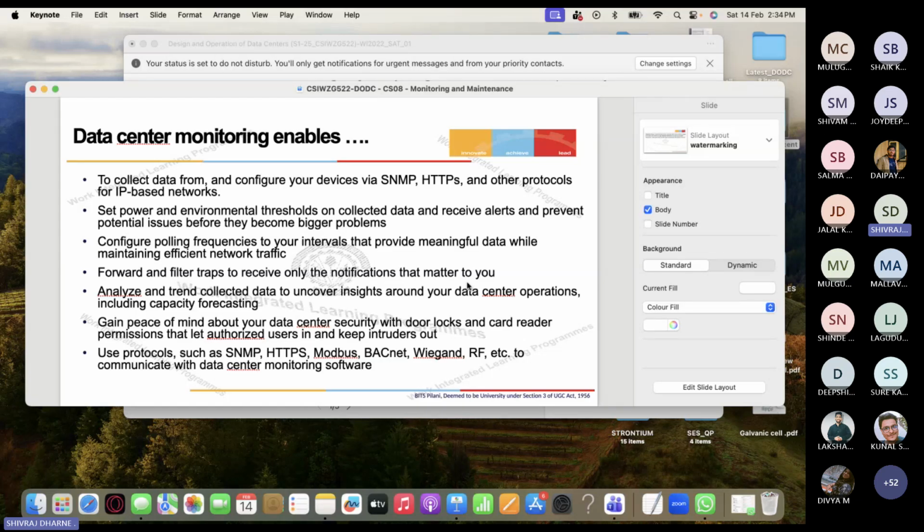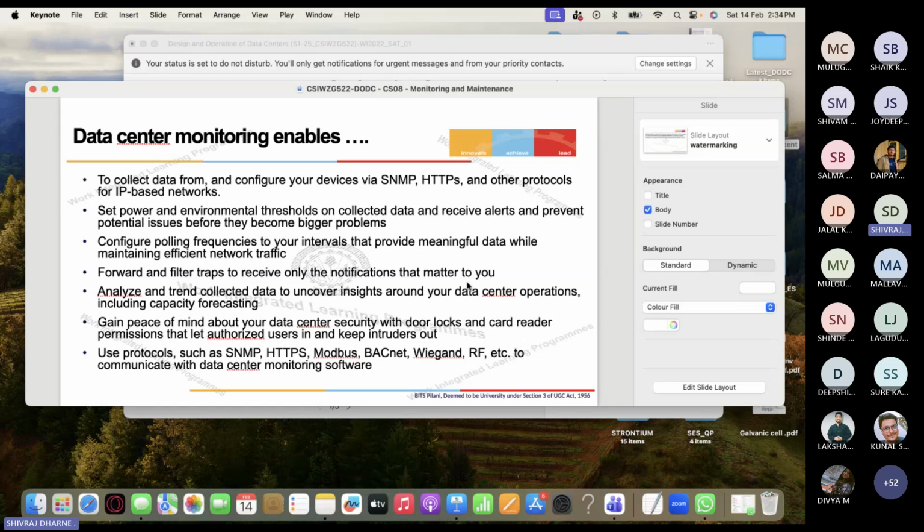So definitely this monitoring system uses certain protocols like SNMP, HTTPS, Modbus. These are all different protocols. Suppose you want to know about some protocol, any of these protocols that you know. HTTP you have heard. What is HTTP or SNMP? Can somebody talk about the SNMP protocol? What is it? Anybody can tell what SNMP protocol is in the data centers?